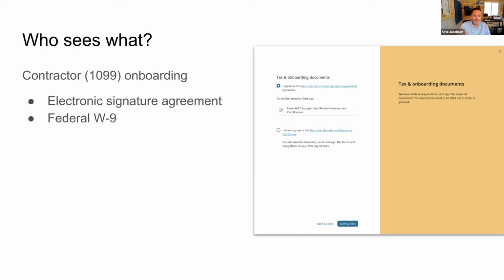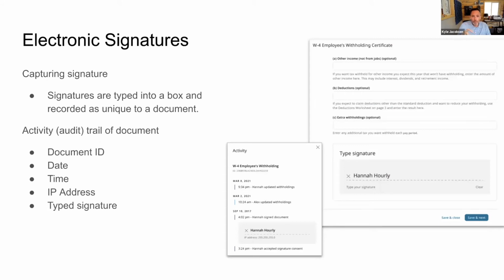Contractors, they see a lot less. It's just the consent to use the electronic form, and then also the federal W-9. In all of our electronic signatures, we are going to be gathering the necessary information in terms of an audit trail. This is really important for you to have for legal purposes. You can see here on the left-hand side, document ID, date, time, IP address, and clearly a typed signature. Those are the recognized requirements to have some sort of audit trail that is, I guess the right term would be binding. That's going to be provided to you, and you can see here everybody's going to be typing their names in.